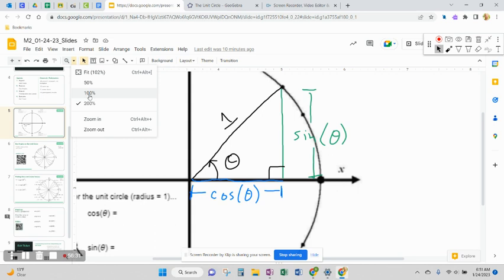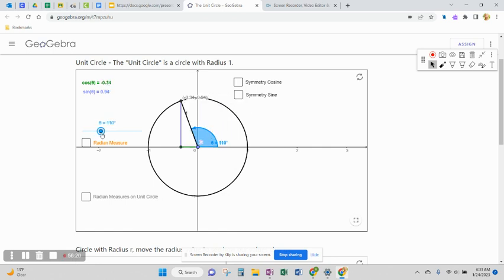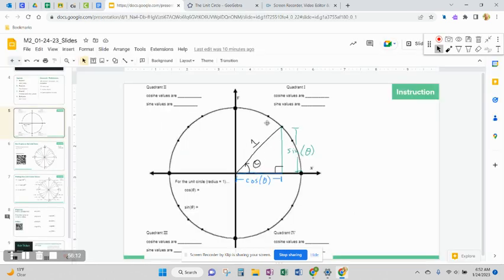Let me zoom out a bit so we can see our full circle again. So as we rotated around in our animation, our cosine and sine values are going to change their positive and negative sign a little bit. If we're staying in this upper right quadrant, quadrant 1, our cosine values are going to be positive. So I'm just going to write in a plus sign there. And our sine values are going to be positive as well, right? Everything to the right and everything above, those are positive values.